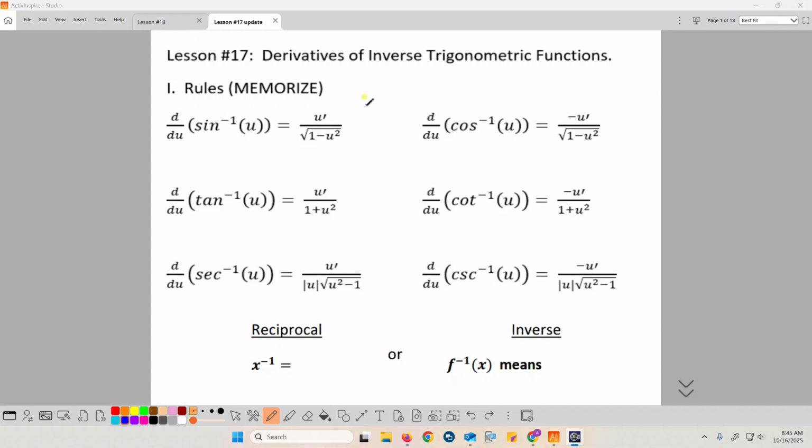Hey everyone, this is lesson 17, derivatives of inverse trig functions, and these are the inverse trig derivative rules. All right, so we know that we have 6 trig functions, and let's start with the inverse sine. So we know that that starts with s, right? And I can see that there is a subtraction in the denominator, but I also see a square root. Now, take a look at the secant inverse down here. I also see a square root and I also see subtraction.